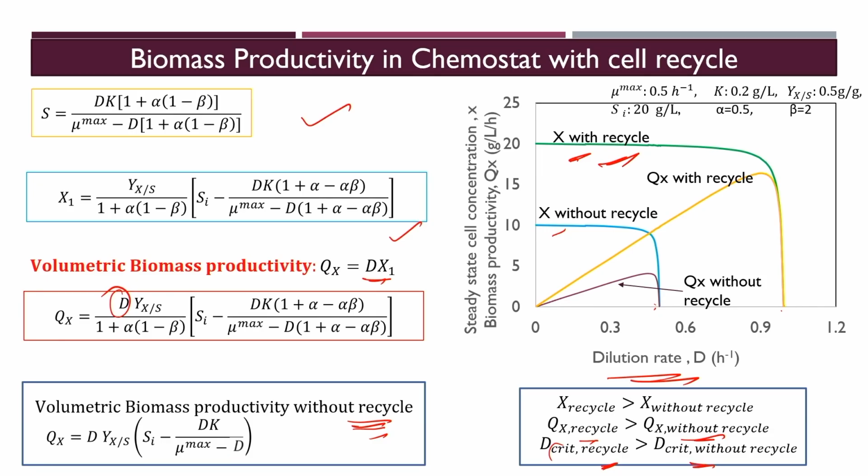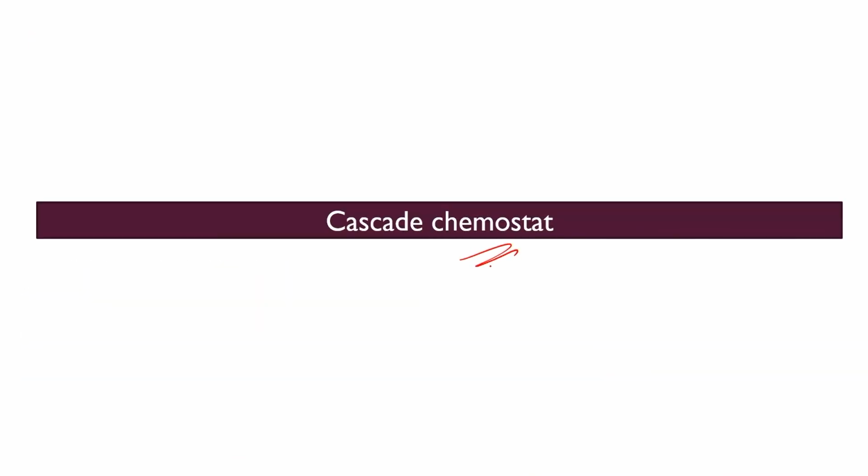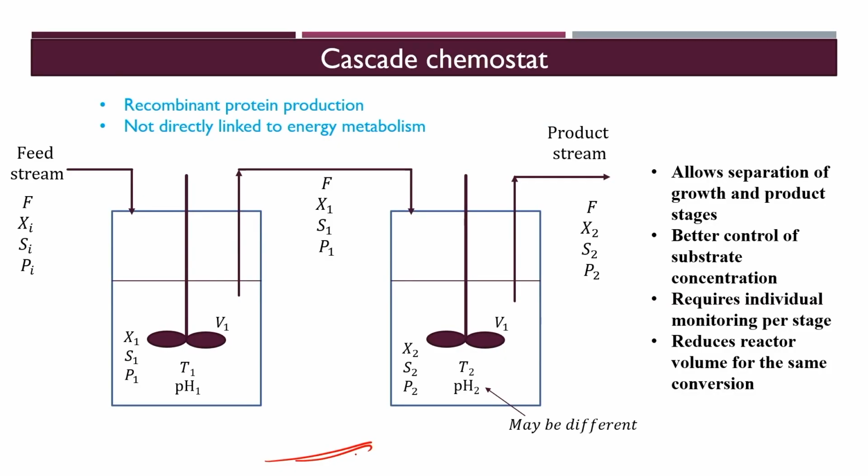So, these are the salient advantages of a CSTR with cell recycle, and it is very easy because the cell is anyway going to the outlet stream. It is better to recycle and reuse it. Now, further there is a possibility that we can have a cascade system where you can have two CSTRs in series. So, the outlet of one becomes the inlet of the other bioreactor.